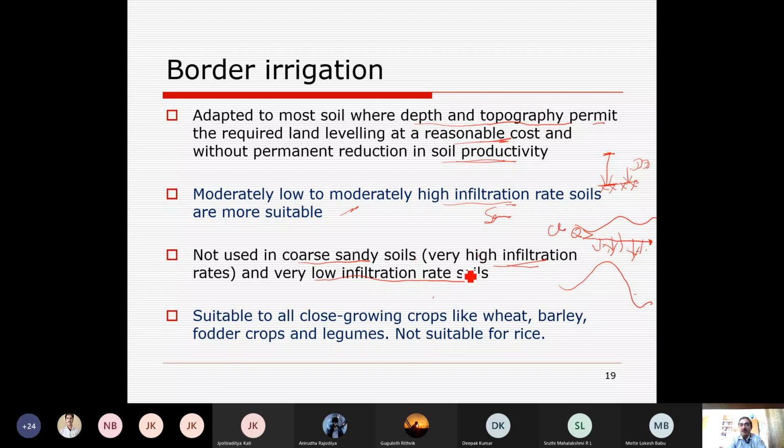This is the soil condition. Now, what about the crop? Border irrigation is suitable for all close growing crops like wheat, barley, fodder crops, and legumes. However, it is not suitable for rice, meaning flooding is what is required. So if you can flood, you can go; otherwise, there is no need to design a border irrigation. But rice is grown there by flooding these borders.